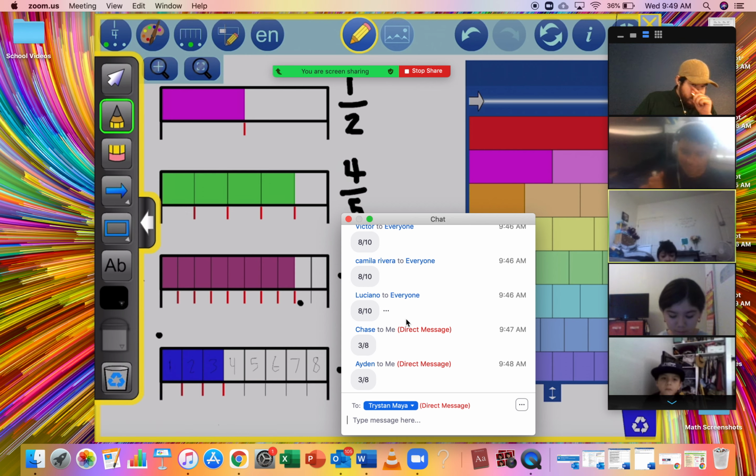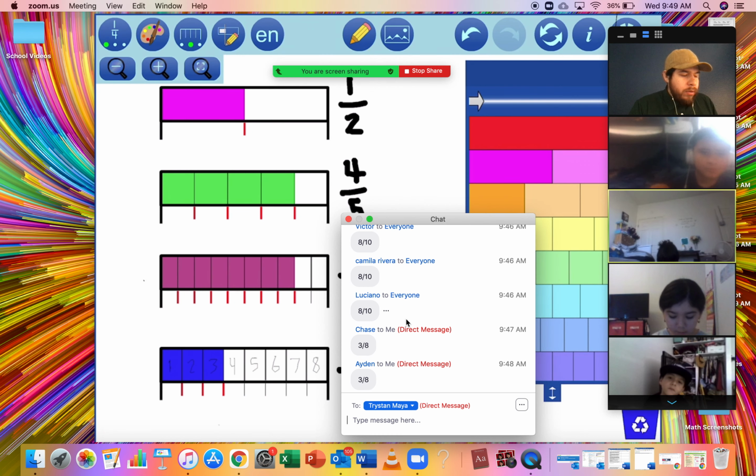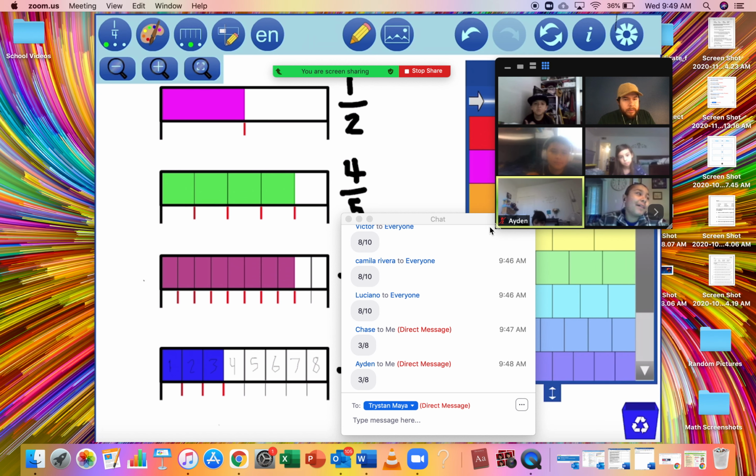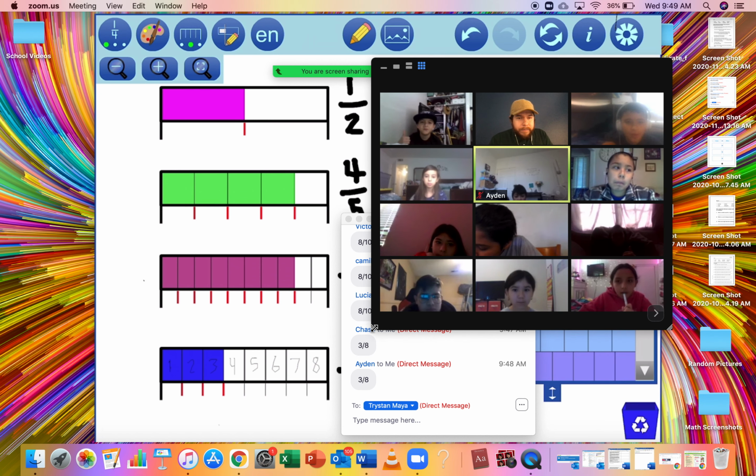3/8. Now, an important question I want to ask all of you is this. Just looking at these fractions, can you tell which ones are bigger? Give me a thumbs up if you can. Just by looking at them, you can tell which ones are bigger. Let me see some thumbs ups.